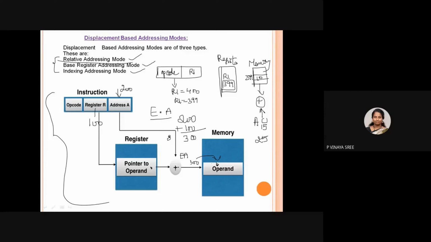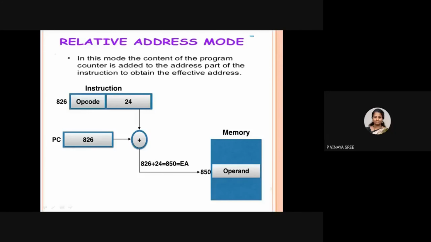This is a common one, but based on the addressing mode, you will be selecting one type of special register. If it is base register, you will be selecting one type of register. Now let me explain about relative addressing mode. In this mode, the contents of the program counter is added to the address part of the instruction to obtain the effective address.